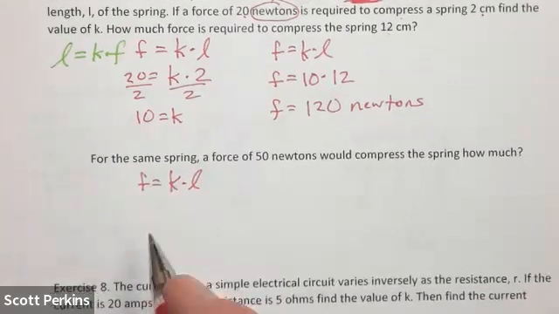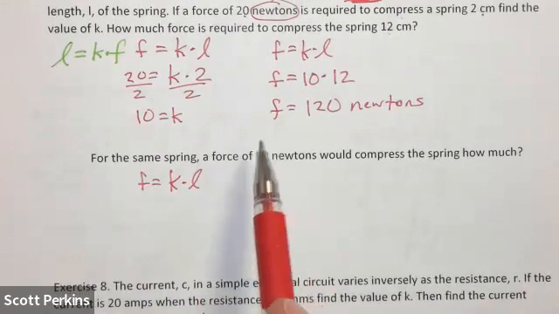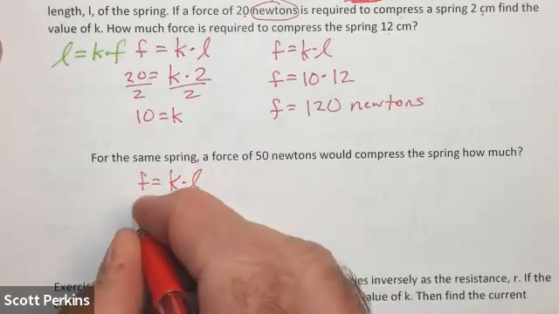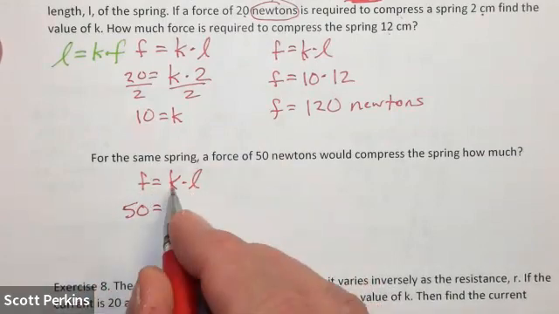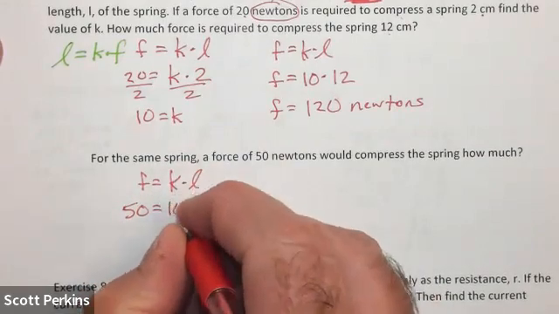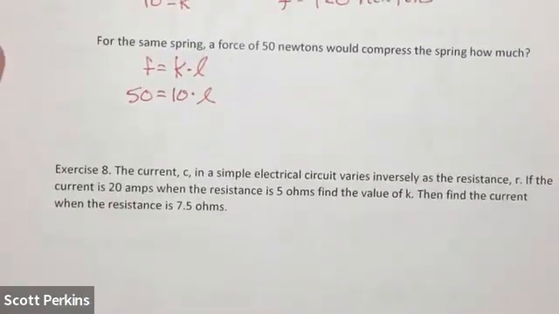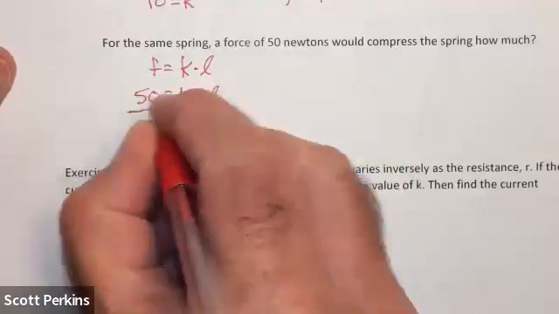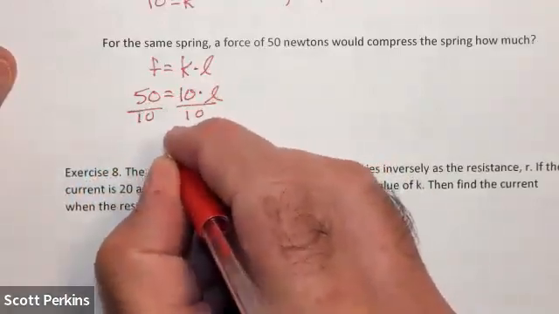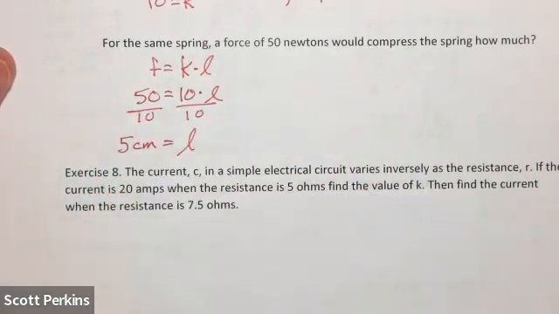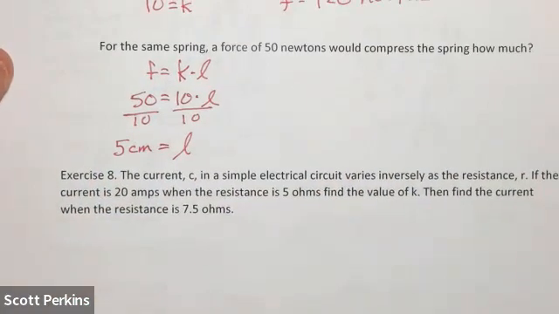So this is just a plug and chug now. This time, instead of not knowing the force, I do know the force. So it says a force of 50. So I've got a force of 50. K from the previous problem is 10. And then I want to know what the length is going to be. So now when I divide both sides here by 10, I get that the length L is going to be 5 centimeters, the units that we used right there.